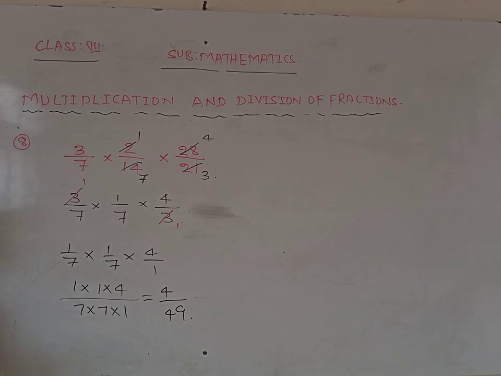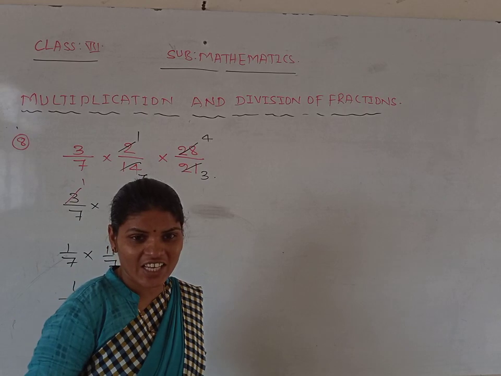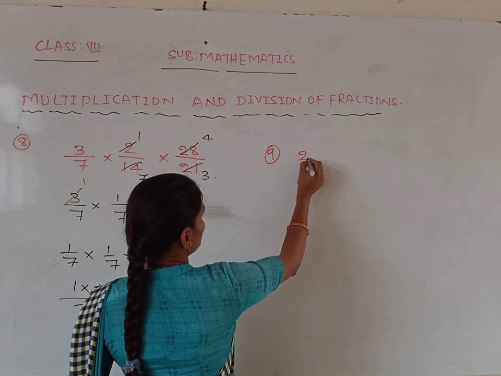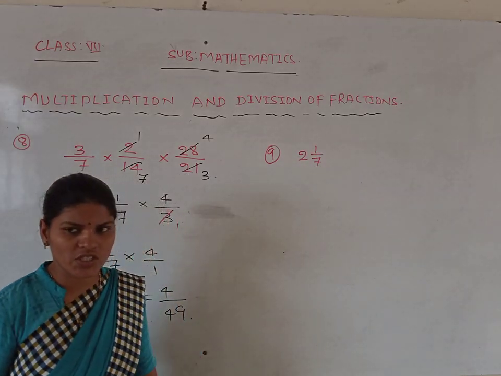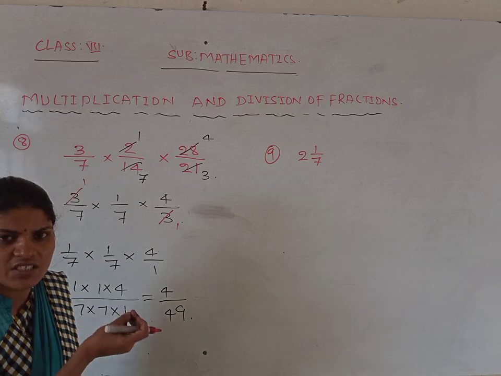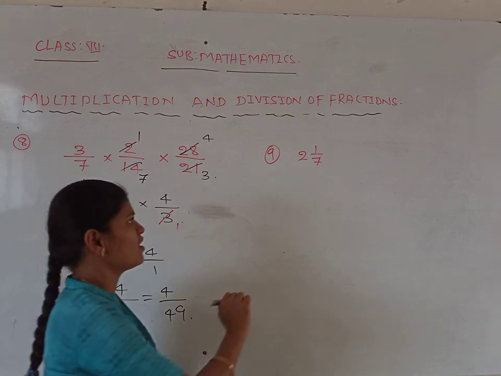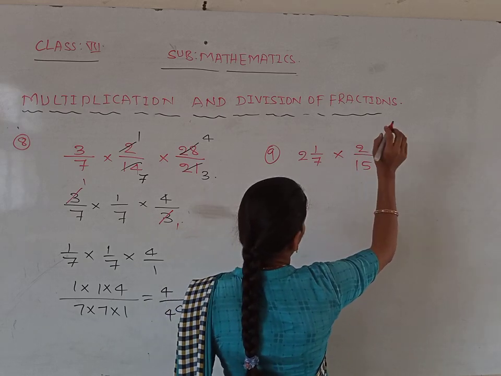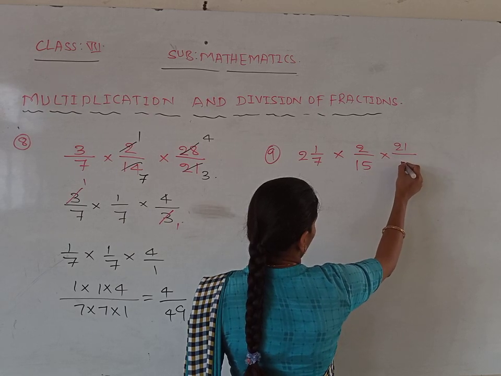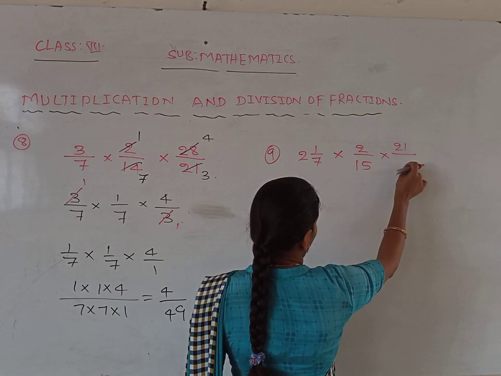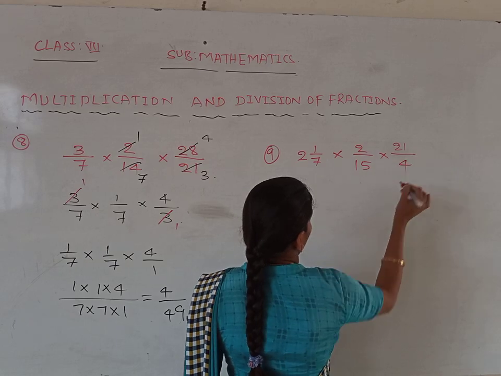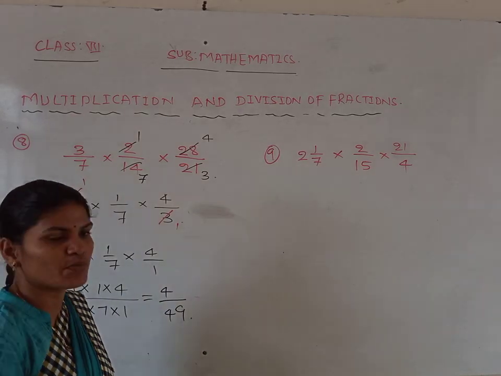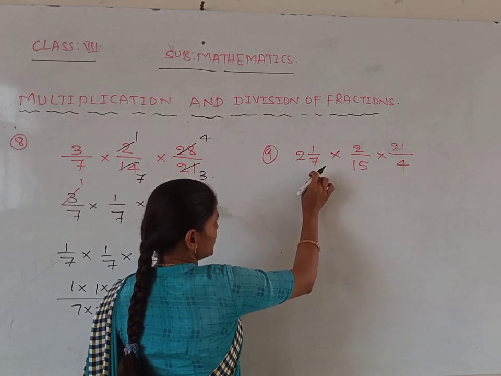Shall I give now? Okay, good. All of you ready? Shall I give 3 fractions at a time? Yes, ready. Take now 2 integer 1 by 7, means again you change. Just I have changed as a mixed fraction. Into 2 by 15 into 21 by 4. Yes, please do it fast. First our job is to convert this mixed fraction into improper.